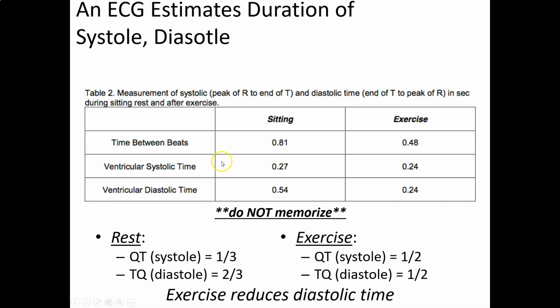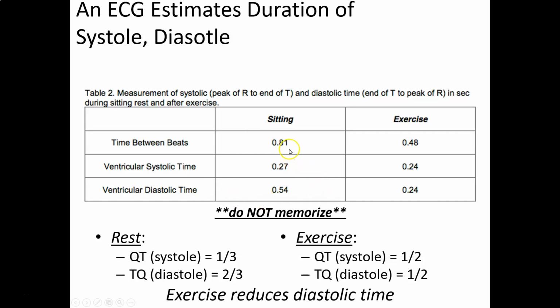We can easily measure that on the BioPac machine. So here is our first subject, where their time between beats during sitting rest, that's the R-to-R interval, was 0.81. Okay, so our subject had a time between beats of 0.81 seconds. So if you go 60 divided by 0.81, that's the heart rate of 74 that we saw at rest before.